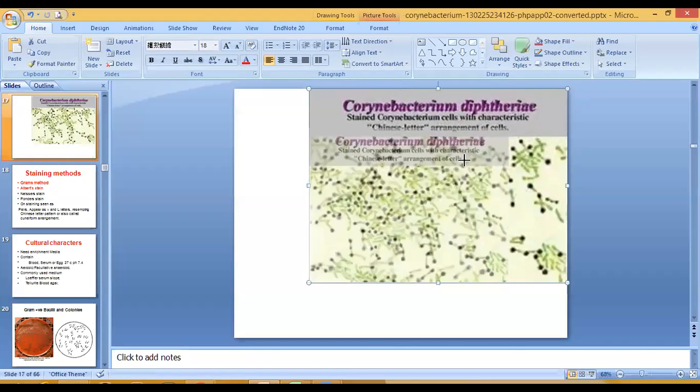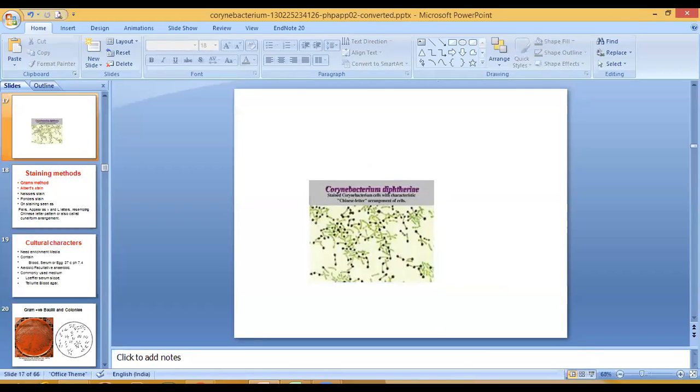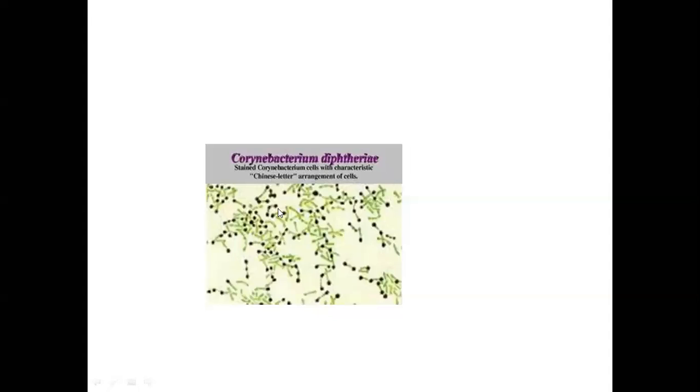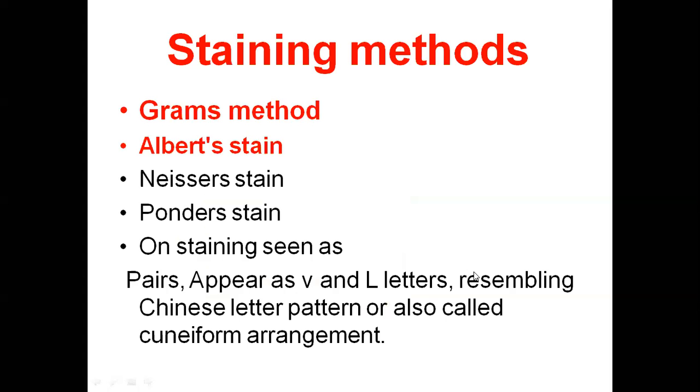I'll reduce the size. It looks like this. You can see the rod at both ends. You can see that it has a club formation, or a dot-like structure which was formed.